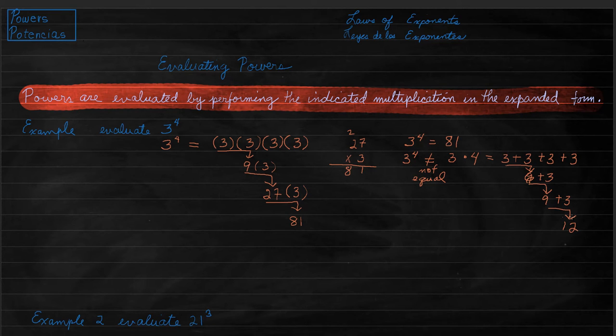This answer is not the same as 81. 81 comes from multiplying. 12 comes from adding. So 12 is much smaller than 81. So remember, it's not the same thing as 3 times 4 or 4 times 3, either way. It is 3 times 3 times 3 times 3. Now let me say this in Spanish.